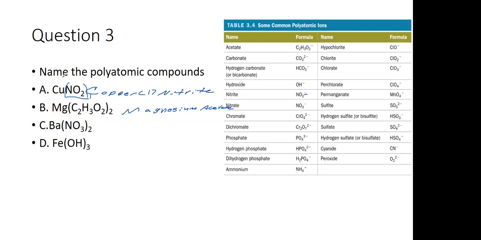So if we go down to C, we find barium, Ba. Barium is just three elements below magnesium, so it's in the same column. So it's going to be a +2 charge. Barium is only ever a +2 charge. If that's the case, I don't have to give it a Roman numeral. So we have barium. And then we look at our polyatomic anion. It's NO3. NO3 is nitrate. So this is just simply barium nitrate.